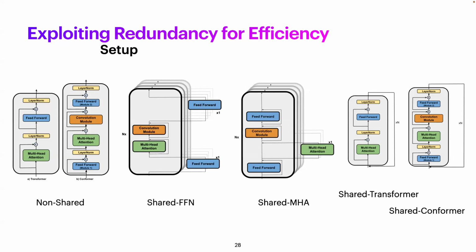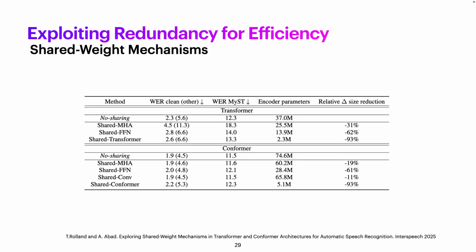Basically, as you know, you can have a single layer, you get an input, you go through the layer, and then the output of this layer is sent through again. It's a kind of recursion. So we call it the shared transformer and the shared conformer here, and we do that like 12 times. Okay, so let's just look at the results.